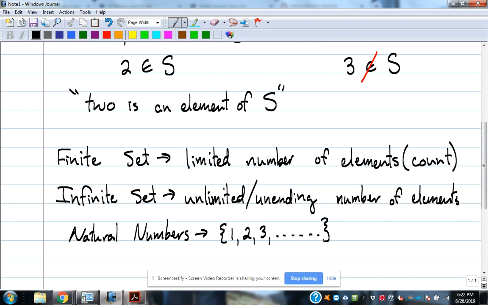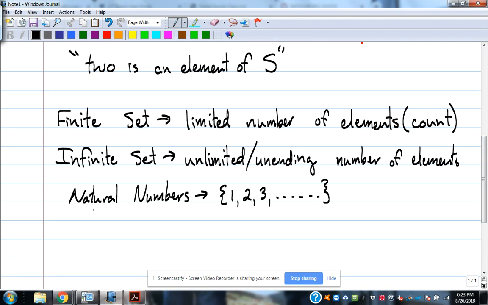Is that an infinite set or a finite set? Infinite because it doesn't do what? Doesn't stop. It keeps going, right? Every time we think we got to the end, we just add one more and we got another number. So the natural numbers is a good example of an infinite set. We know what numbers are in it, but we know it doesn't stop. It keeps going forever.